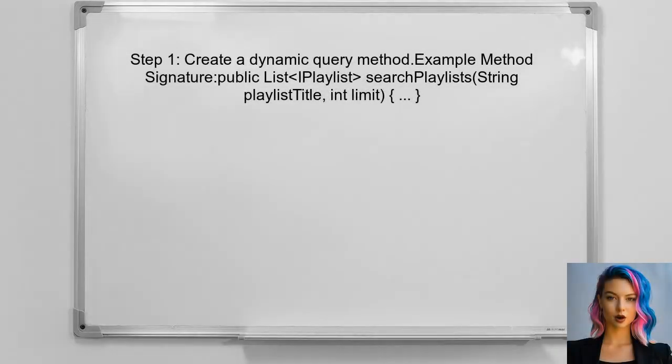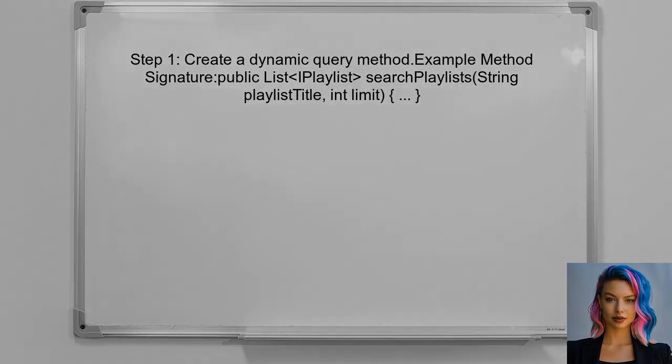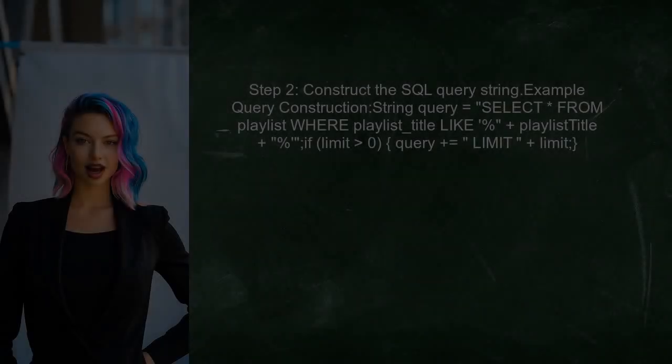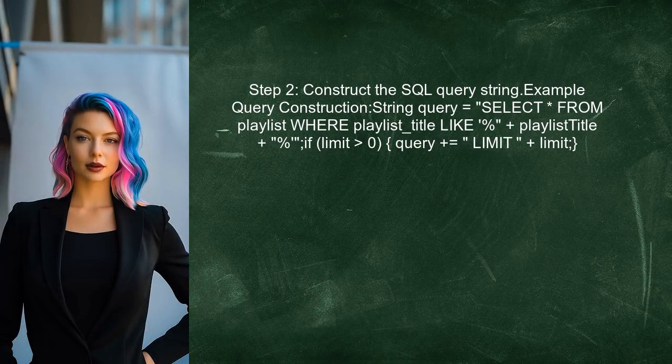To dynamically query the room database at runtime, the user should start by creating a method that accepts parameters for the query. This method will allow for flexibility in the search criteria. Next, the user should construct the SQL query string based on the provided parameters. This involves checking if the limit is specified and adjusting the query accordingly.